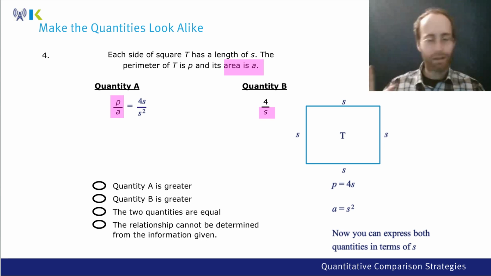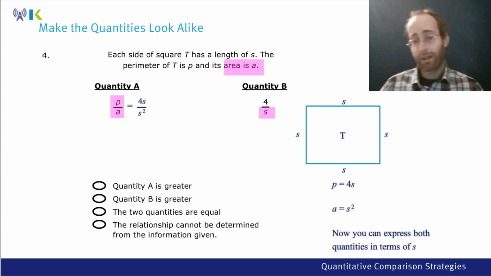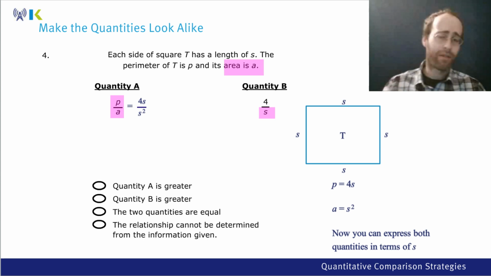So notice I've made no change to quantity A. I've just written it in a way that's exactly the same: 4s instead of P, s squared instead of A. Now folks, let me know in the chat, what do you see when you write quantity A that way, unlike the way that it was originally written?